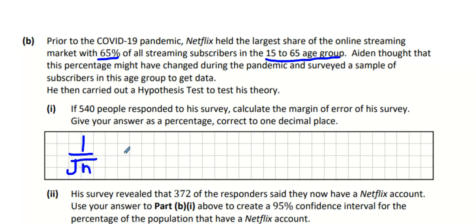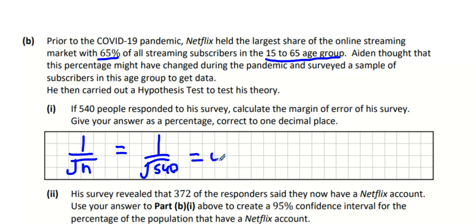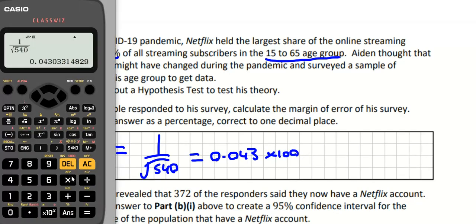So 1 over root n is the margin of error. 1 over the square root of 540 people. So 1 divided by the square root of 540, and that gives you 0.043. Now that's in decimal mode, so we're going to multiply that by 100, and we're going to turn that into 4.3%.